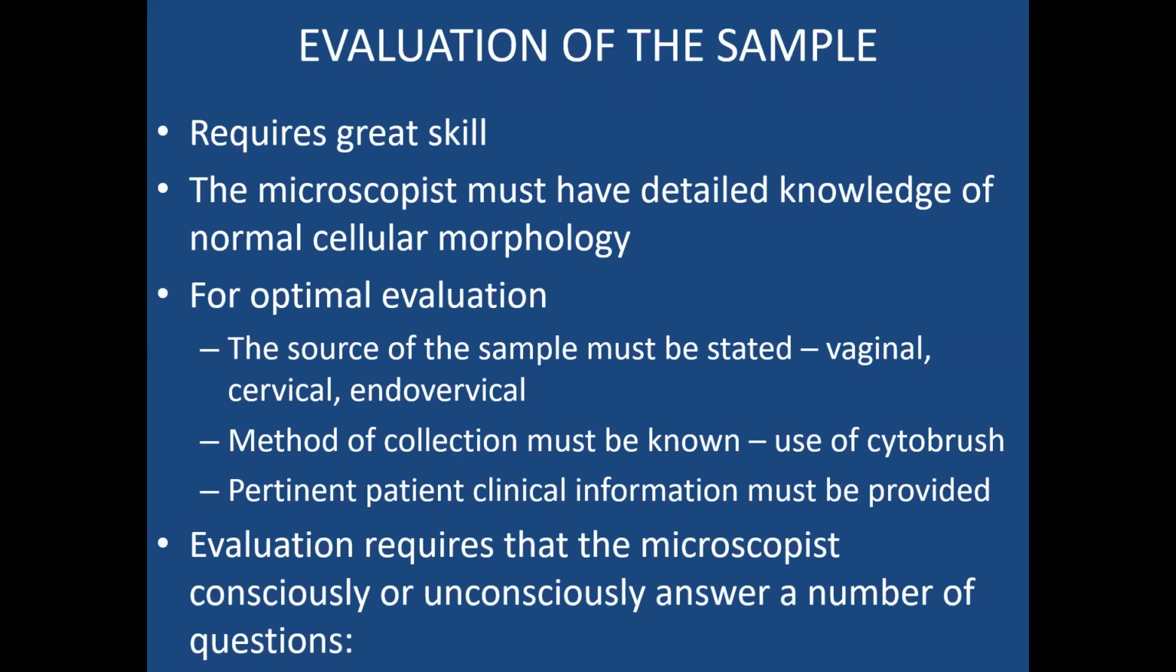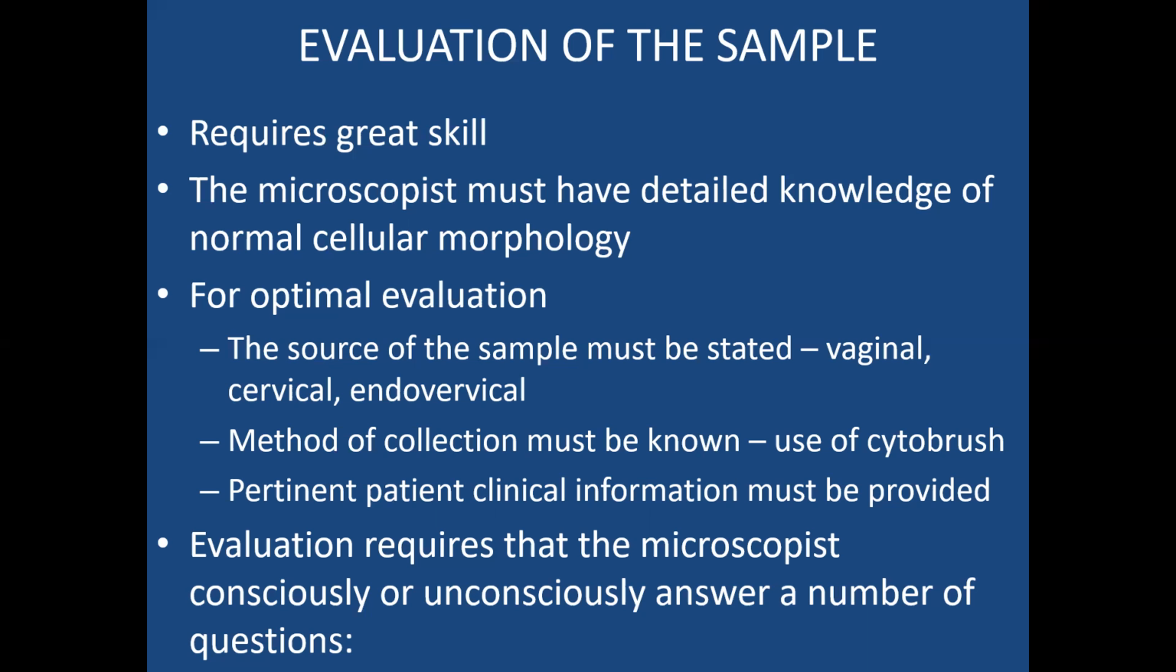Now, for optimal evaluation, you need to state the source of the sample. So it's not all the time that the sample is a cervical smear. Sometimes it's a vaginal smear. Sometimes it's an endocervical smear. For example, if a woman doesn't have a cervix because she's undergone total abdominal hysterectomy due to maybe cervical cancer, they can still take a vaginal vault smear to follow up the woman to be sure that the thing hasn't spread.